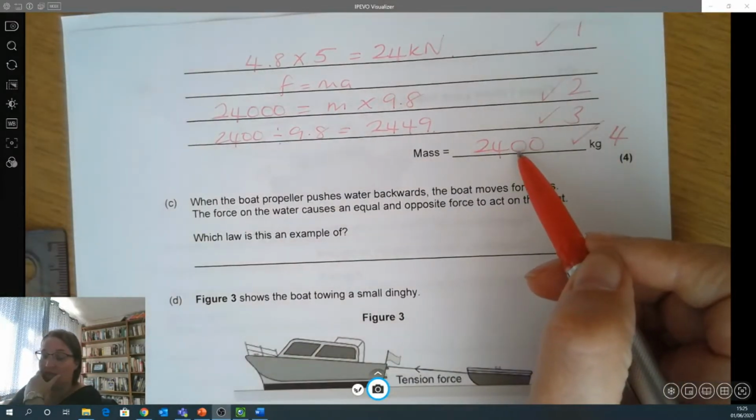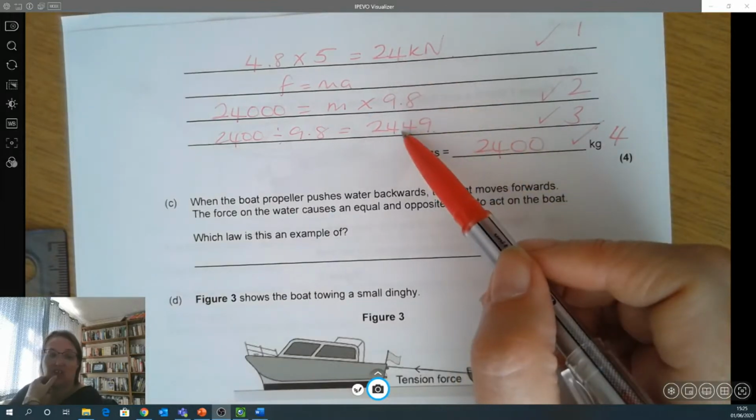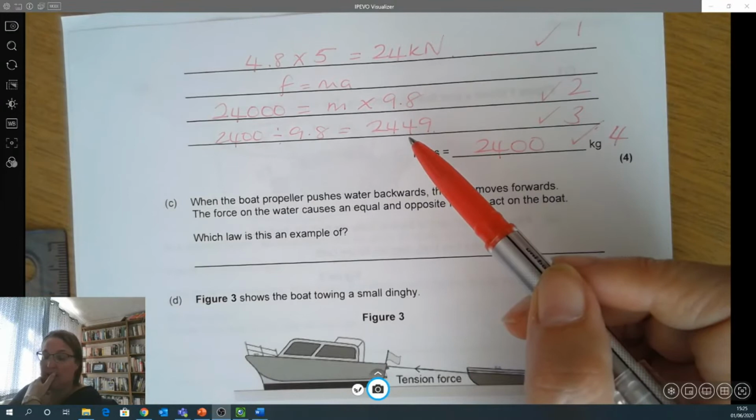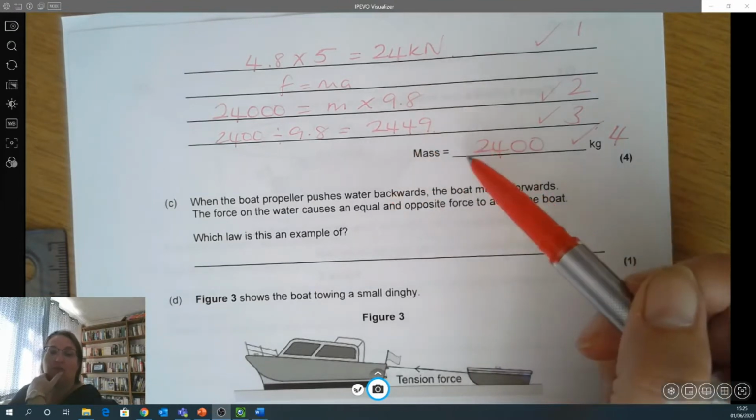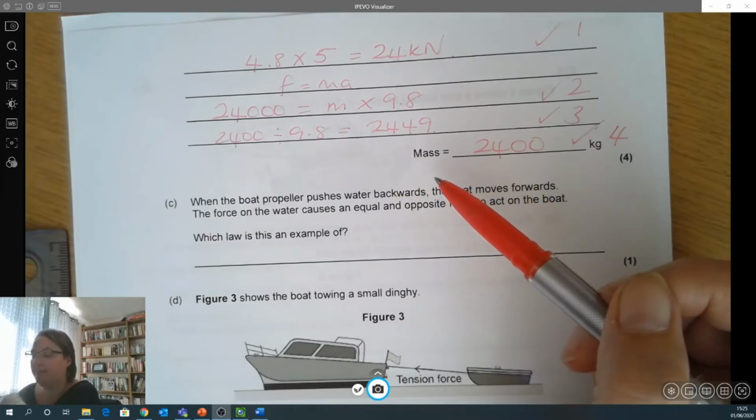Here you could have a real wide range of answers, because once you've rounded it to 2 significant figures, that's huge, isn't it? So you could get up to 2,600. So don't worry if yours is significantly different to mine.